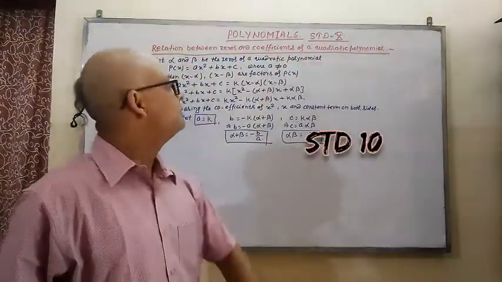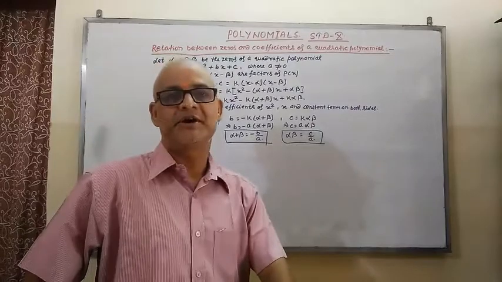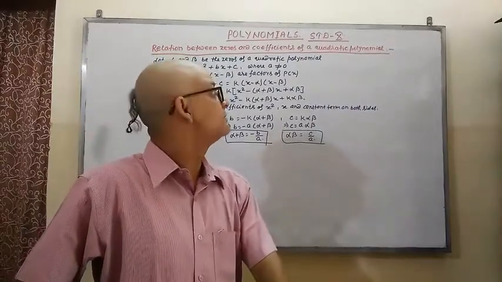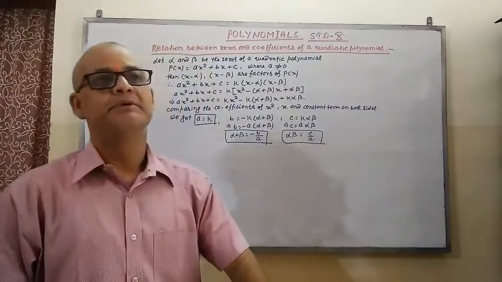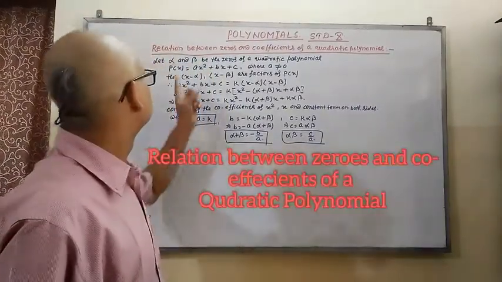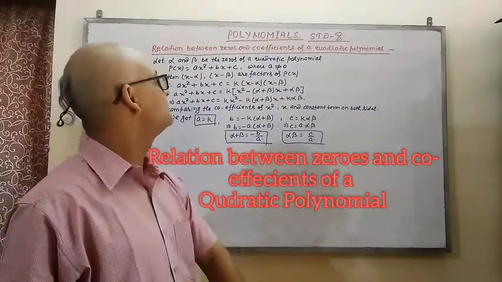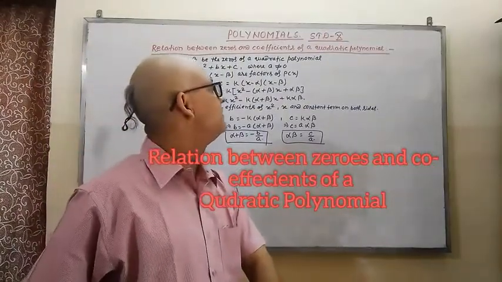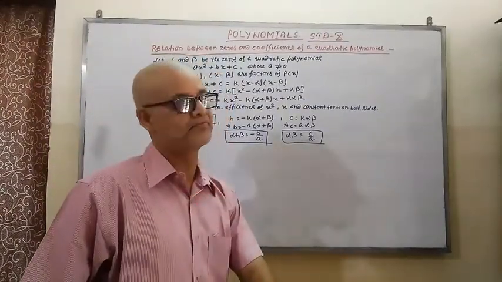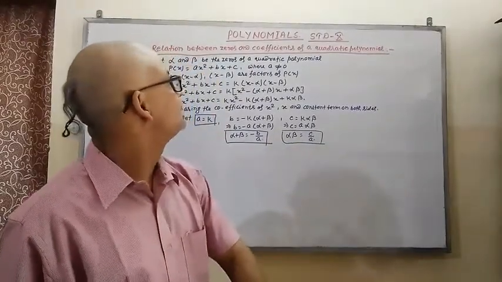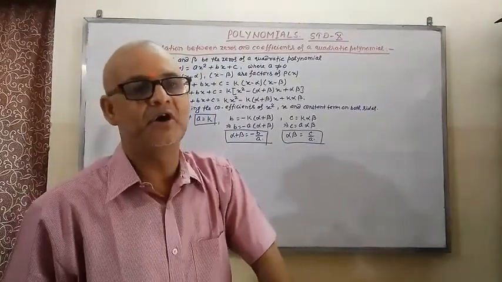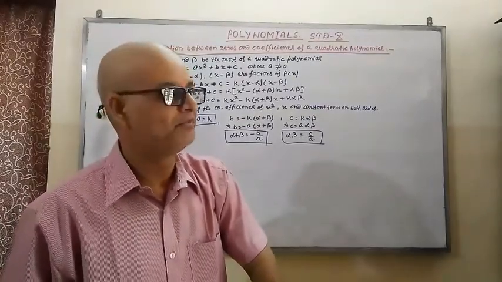Now, polynomials for standard 10. The topic is in algebra, polynomials. Here, the relation between zeros and coefficients of a quadratic polynomial. Relation between zeros and coefficients of a quadratic polynomial.